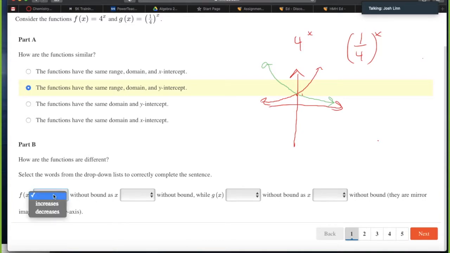So let's see, how are the functions different? F of x, which is the first one in red, increases without bound as x increases without bound, while g of x decreases without bound, meaning forever. So there you go.